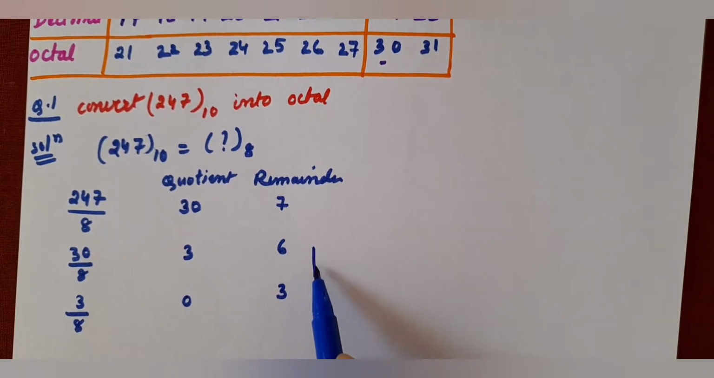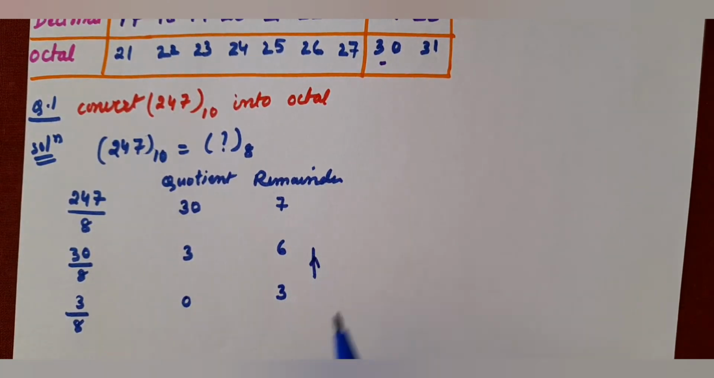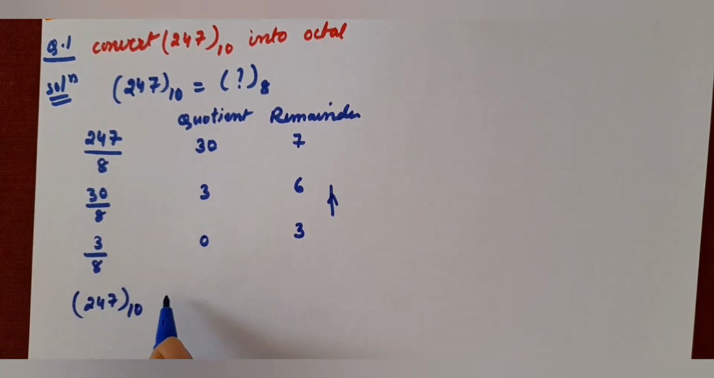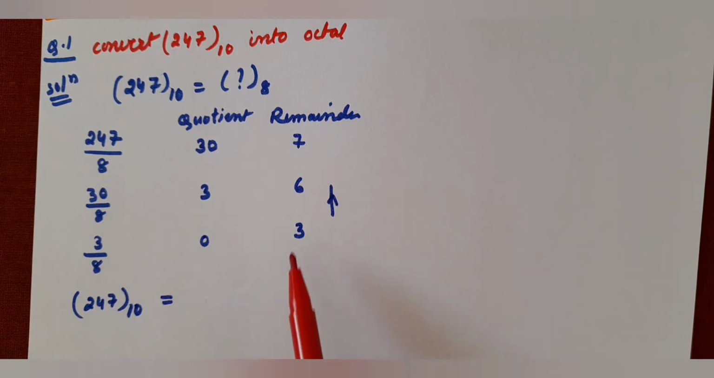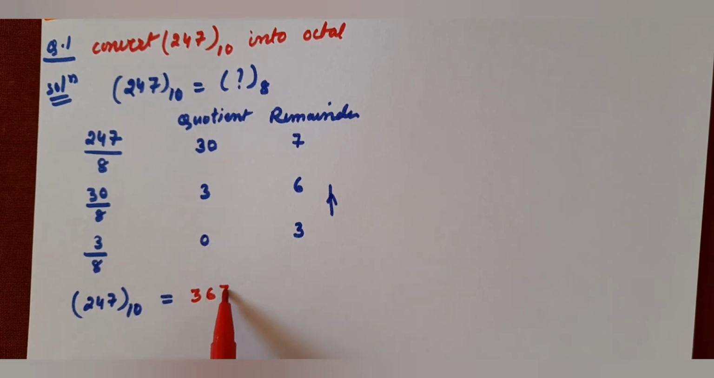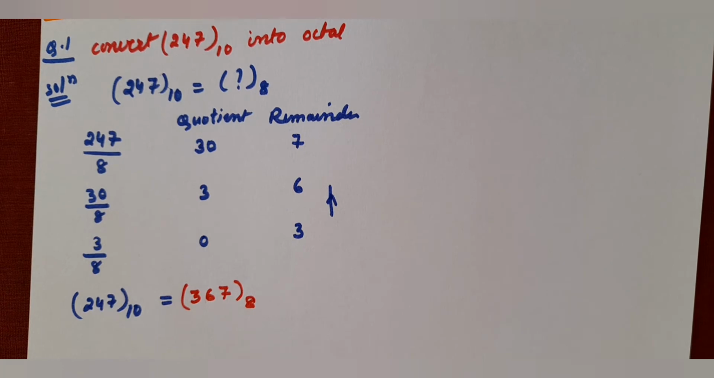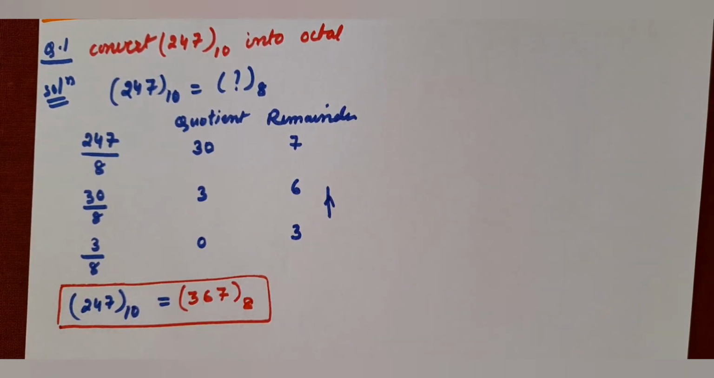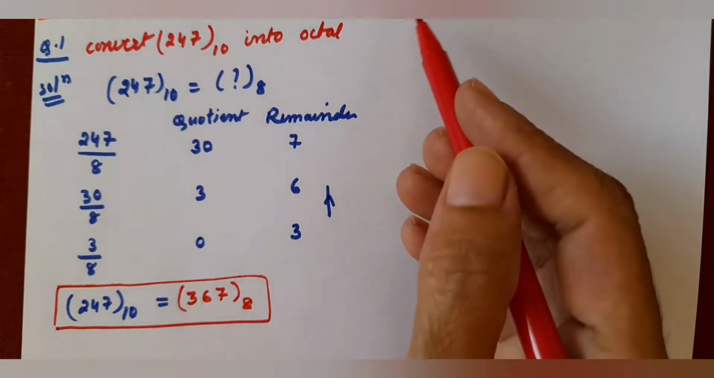Read the numbers from bottom to top. So what will be the solution now? 247 decimal is converted to, you have to read it from bottom to top. So the answer will be 3, 6, 7 in octal. I hope it's easy to understand how to do the conversion. Let us do the second question.